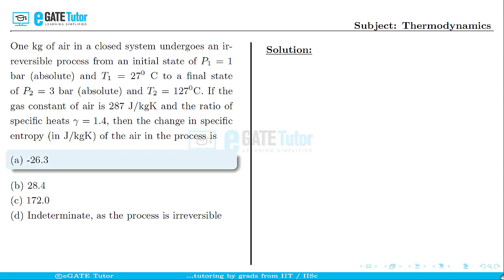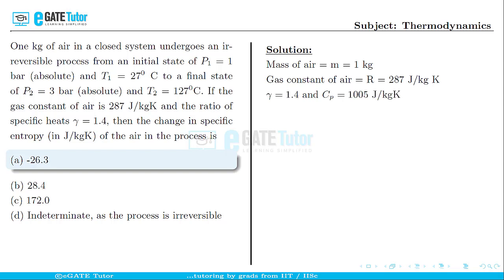From the question, it is known that the mass of air is m equal to 1 kg. It is also given that the closed system undergoes an irreversible process. It is given that the gas constant of air is R equal to 287 joule per kg Kelvin. It is also given that the specific heat ratio gamma is equal to 1.4, and we know that specific heat at constant pressure for air is 1005 joule per kg Kelvin.